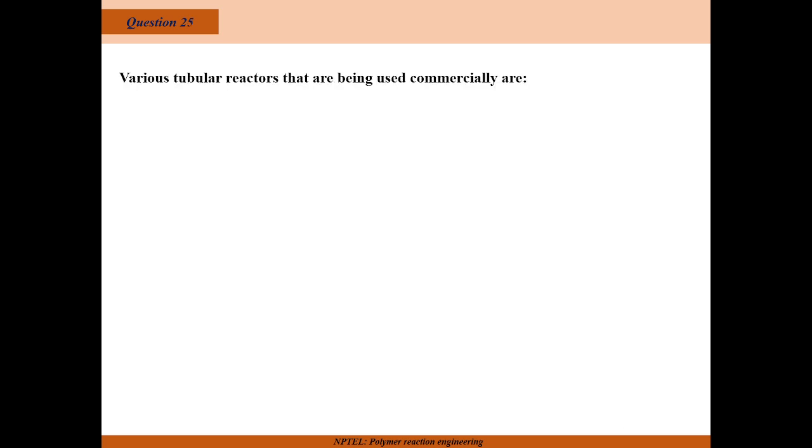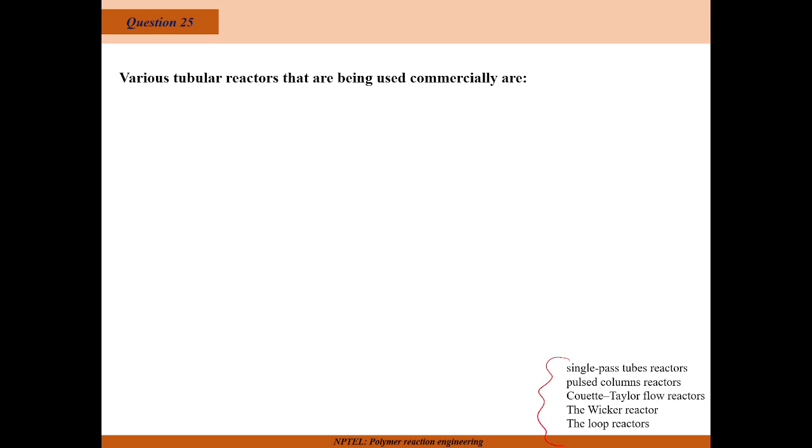Okay. So various types of tubular reactors that are being commercially used are, so there are multiple tubular reactors. It may be hard to remember all the names, but it can still be asked, so hence I put this question. The first one is the single pass tube reactor, then the pulse column reactor, then the Couette-Taylor flow reactor, then the Wicker reactor, then the loop reactor. So basically there are 5 kinds of tubular reactors.